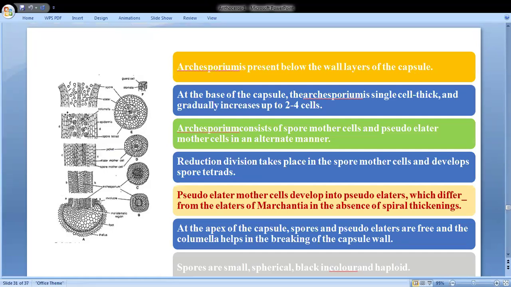Okay. So this gradually increases up to 2 to 4 cells. These archisporium consists of spore mother cells and pseudo-elater mother cells in an alternate manner.